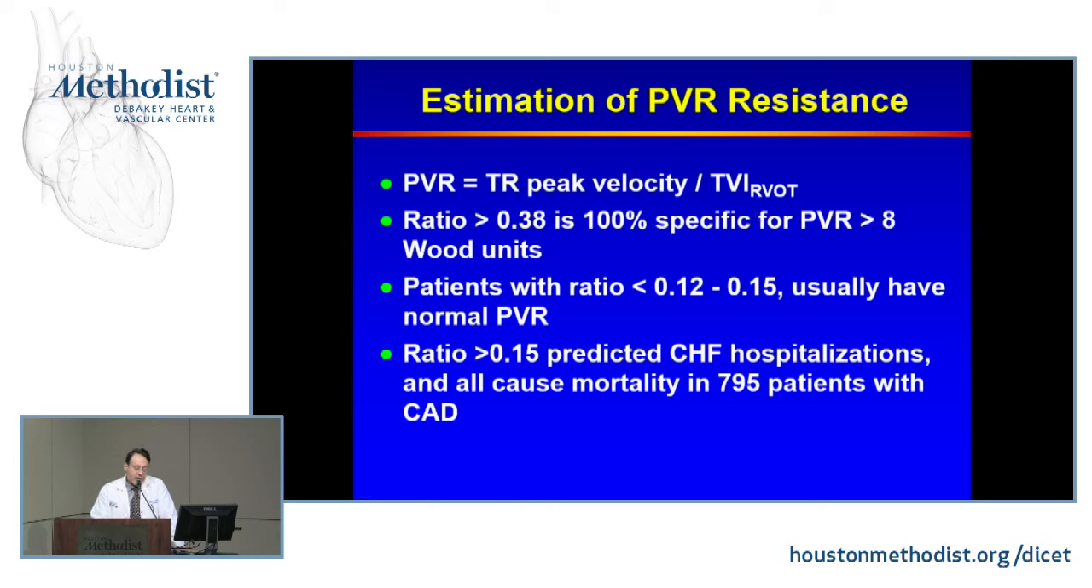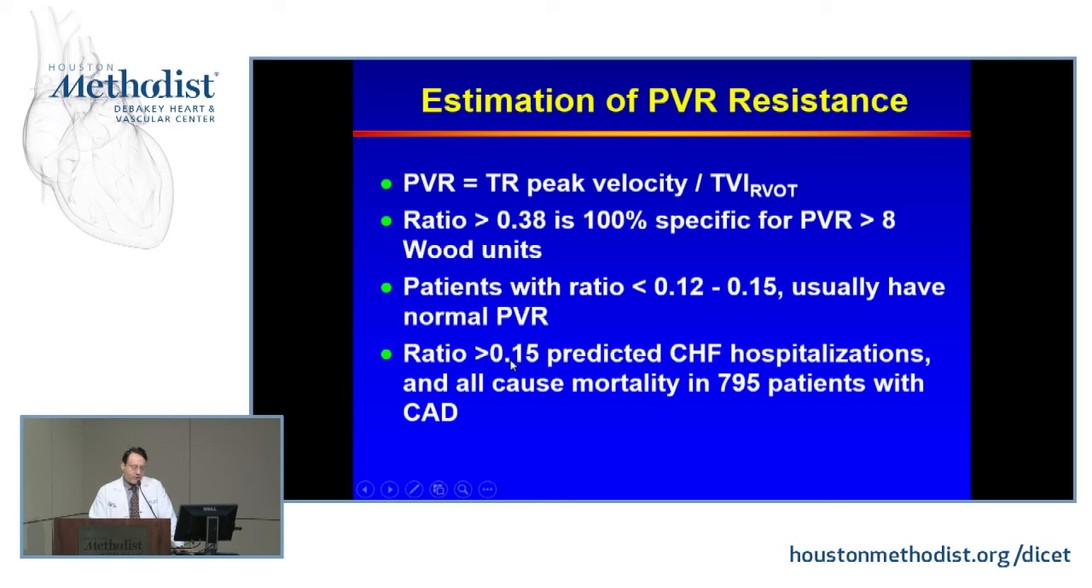Anyway, its simplicity was still useful in that some studies that correlated it against pulmonary vascular resistance by cath showed that a value that is more than 0.38 is virtually specific for a PVR more than 8 Wood units. Now, 8 Wood units is a lot of pulmonary vascular resistance, so if I'm waiting to just estimate 8 or above, I would have missed much more serious levels. 0.12 to 0.15 or less goes with normal pulmonary vascular resistance.